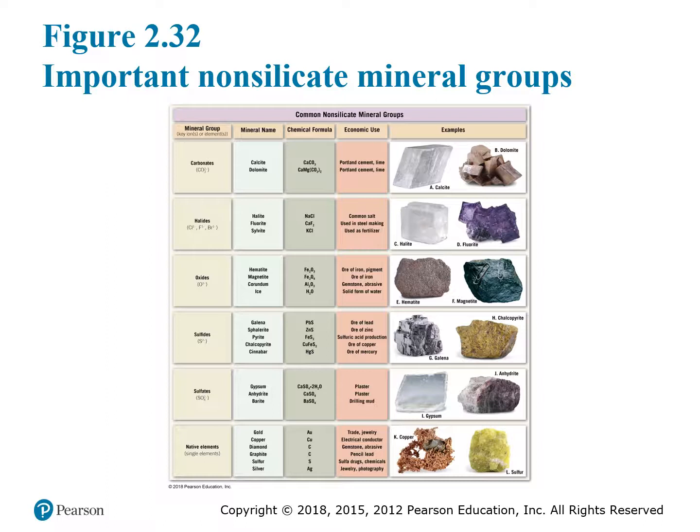But again, just using the top example here, the carbonates, mostly consisting of calcite or dolomite, those are the mineral names. The chemical formula has some combination of calcium, carbon, and oxygen. And of course, we have economic uses of those minerals. And the best example of a carbonate is calcite, as you can see in the picture there. Sometimes clear, or most of the time clear, and having a property of double refraction.